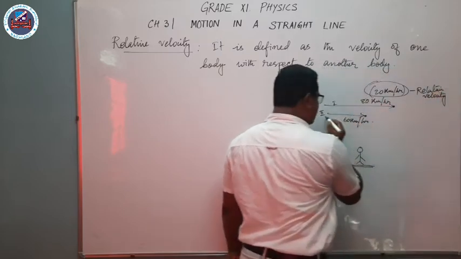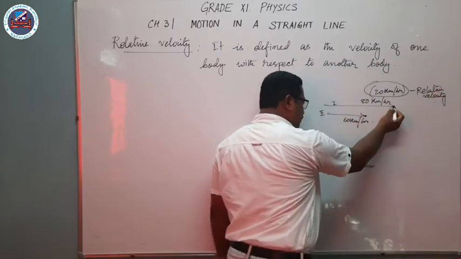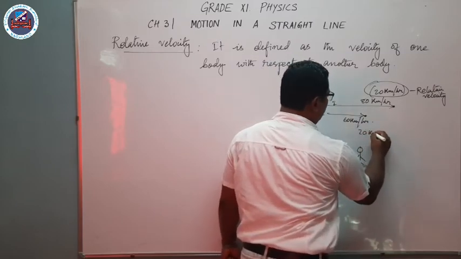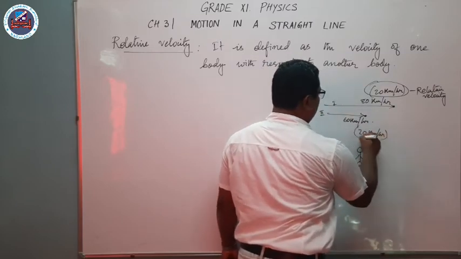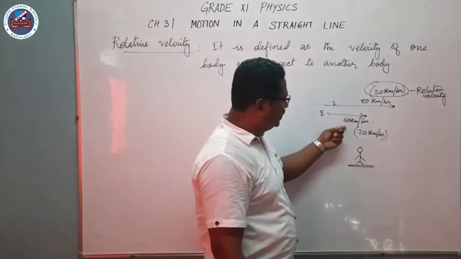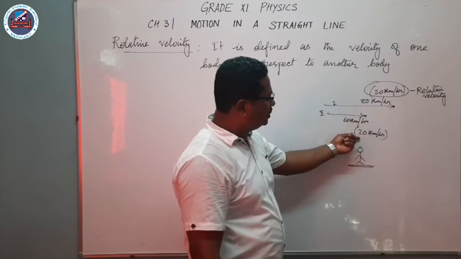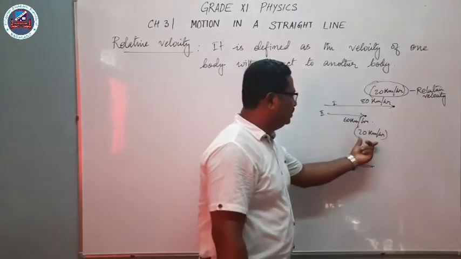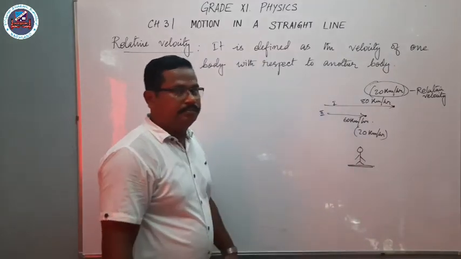And even if this second fellow looks at the first fellow, he will feel that he is running 20 km per hour slower than the first person. This velocity we call relative velocity.